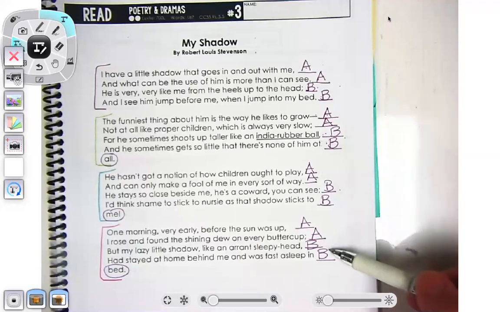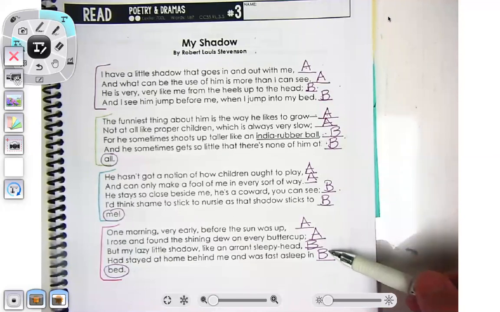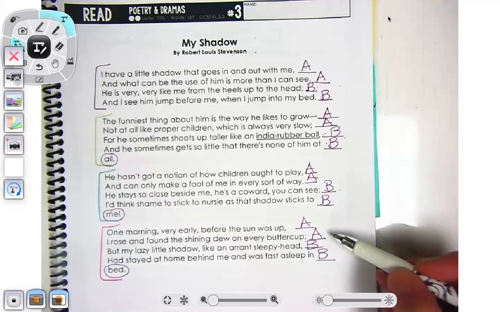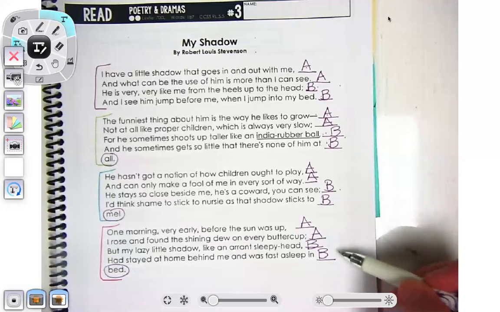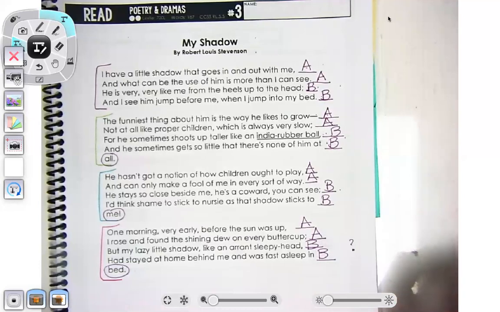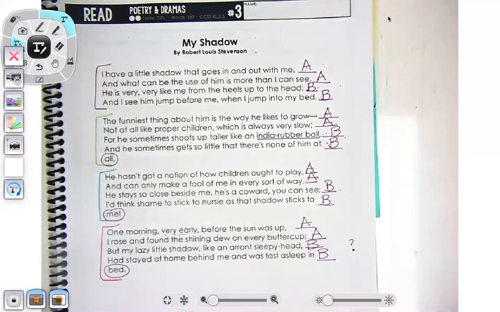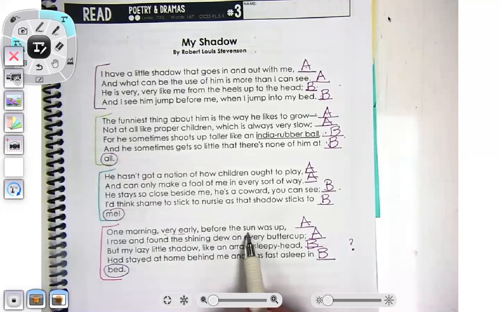This last one: morning early, very early, before the sun was up, I rose and found the shining dew on every buttercup. But my lazy little shadow, like an errant sleepyhead, had stayed at home behind me and was fast asleep in bed. He got up really early one morning, but then his shadow wasn't there. Why do you think his shadow might not be there? Maybe because it's very early, before the sun came out?